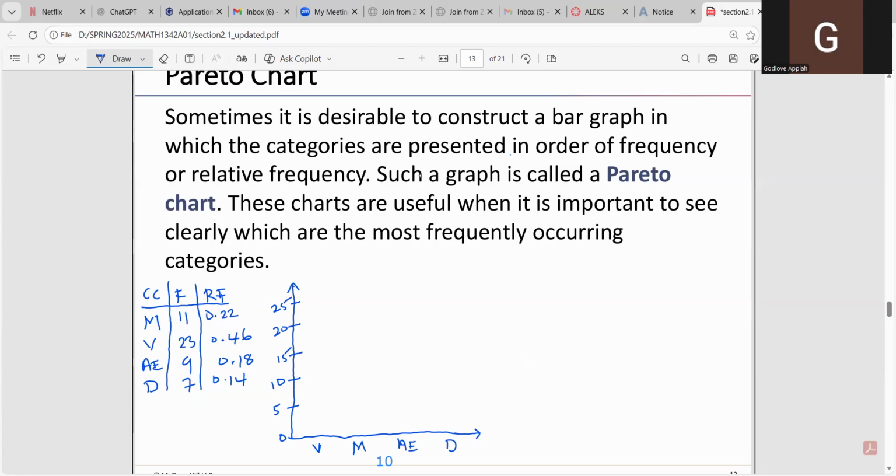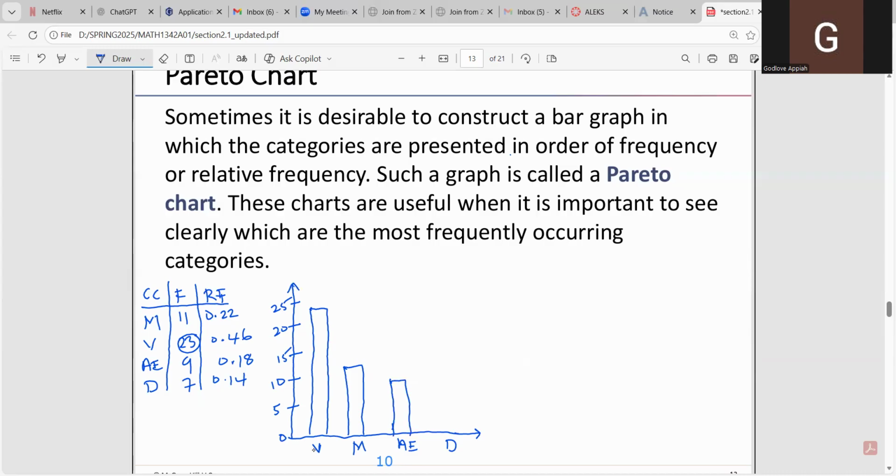Now for the Visa category, the frequency is 23. So I'm going to have a rectangle on top of the Visa category, and the height of that rectangle should correspond to the frequency of the category. And then the MasterCard category has a frequency of 11, which is going to be a little bit above 10. Right here, again, make sure the rectangles are separate from each other. The next category is American Express with a frequency of 9. So 9 is a little bit below 10. That should be somewhere here. So I have a rectangle right here.